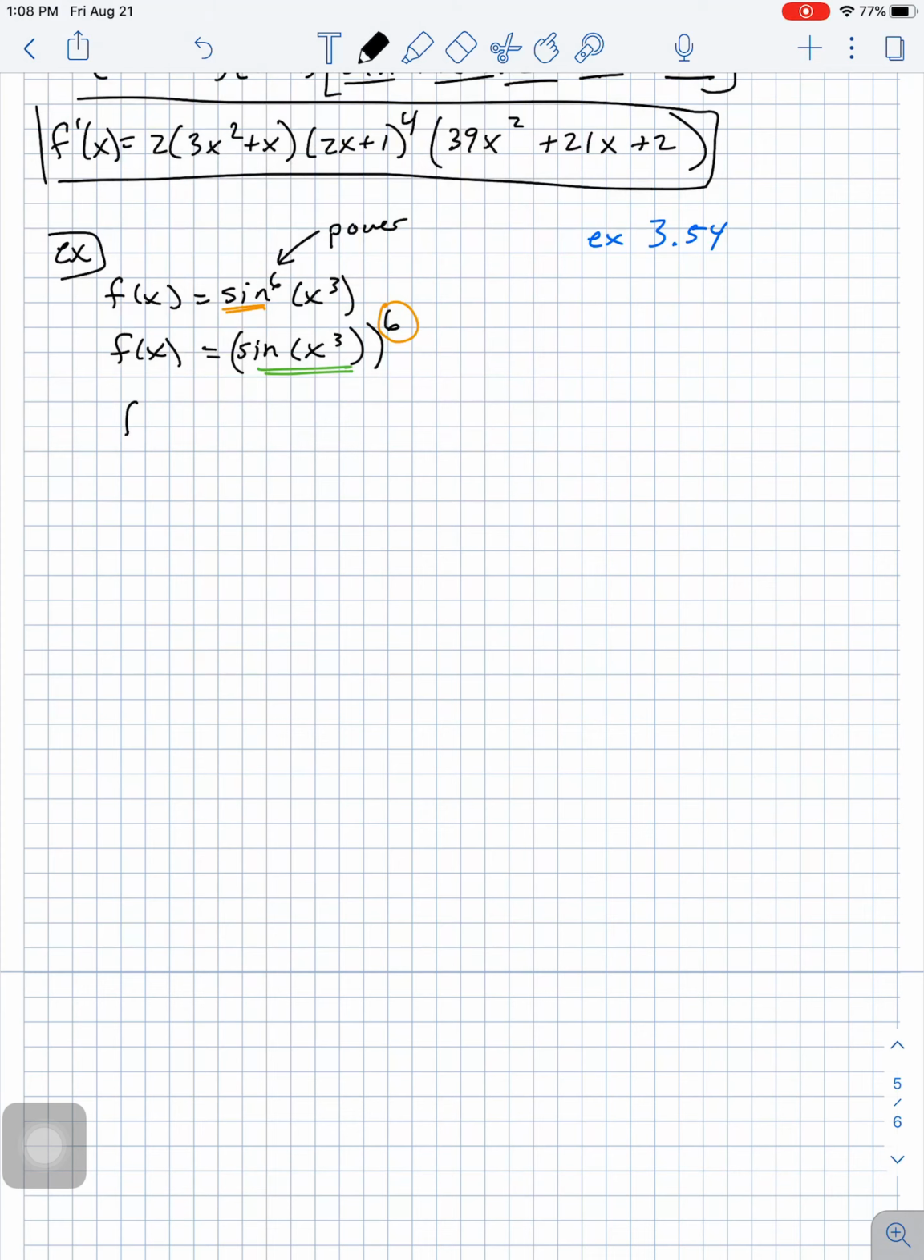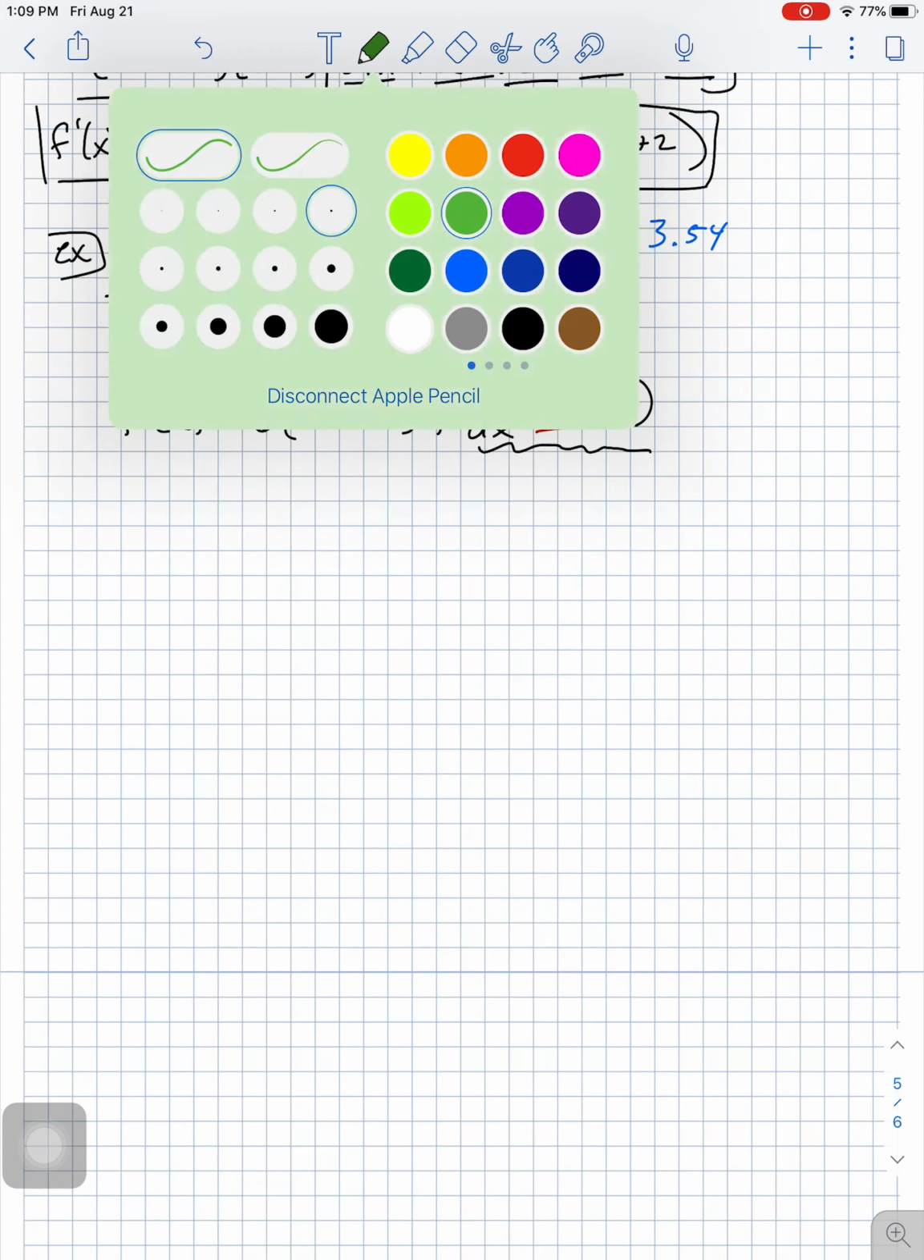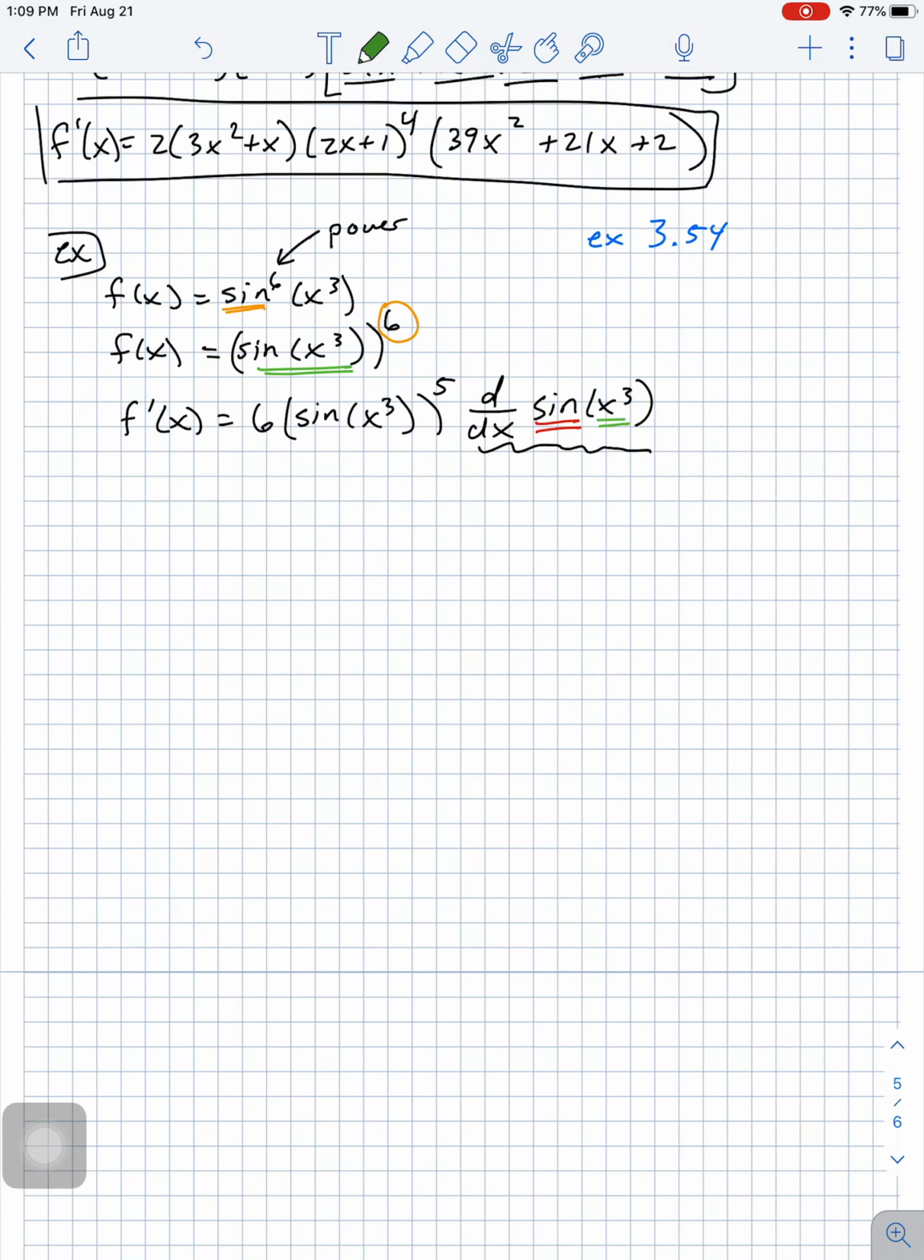Let's run it through. The derivative of the outside function evaluated at the inside function times the derivative of the inside function. Now check this out. This derivative right here is another chain rule. So the outside function now is sine, because there's no more power, and the inside function is now x cubed. So let's do that derivative.